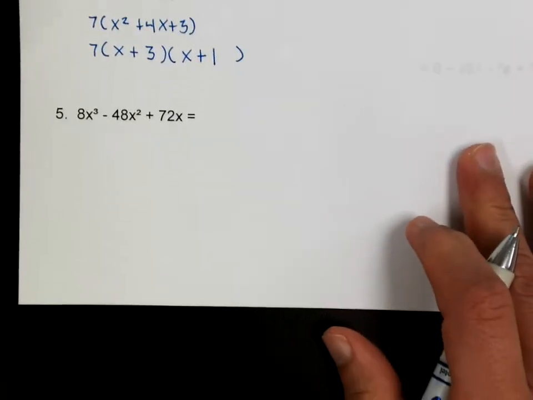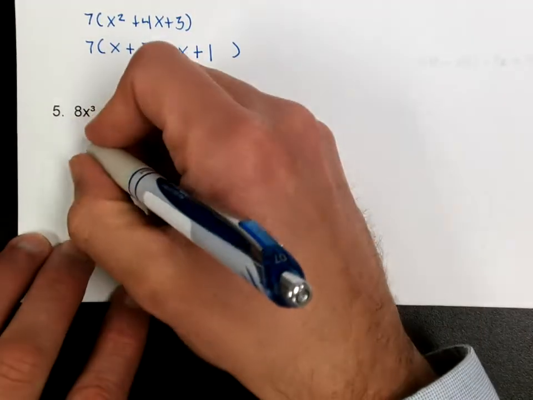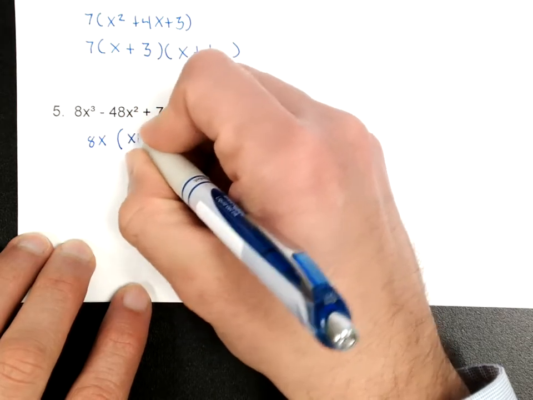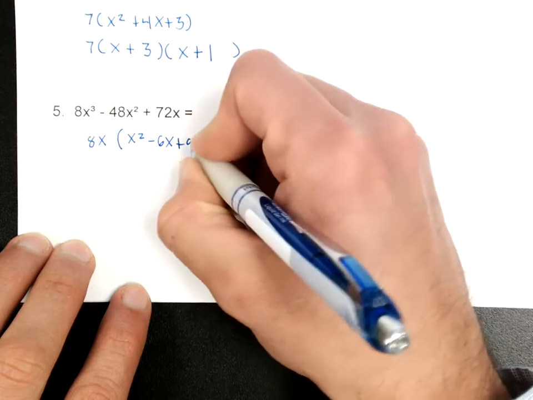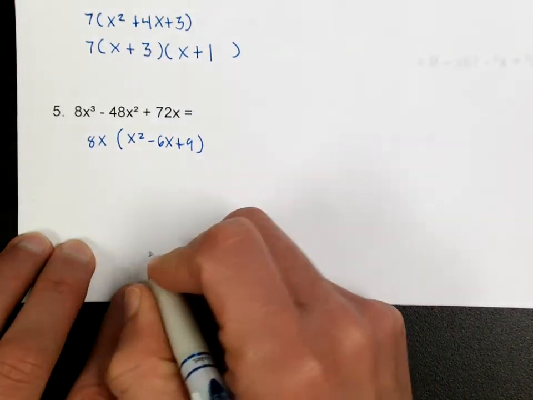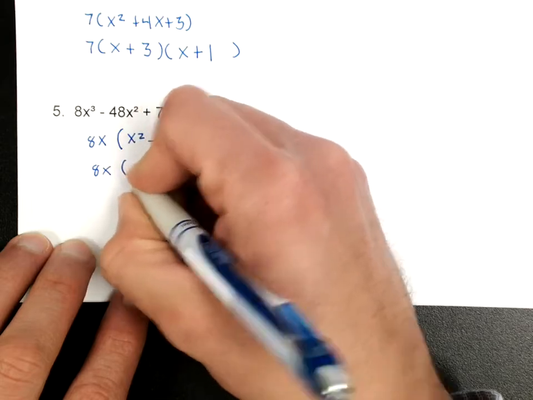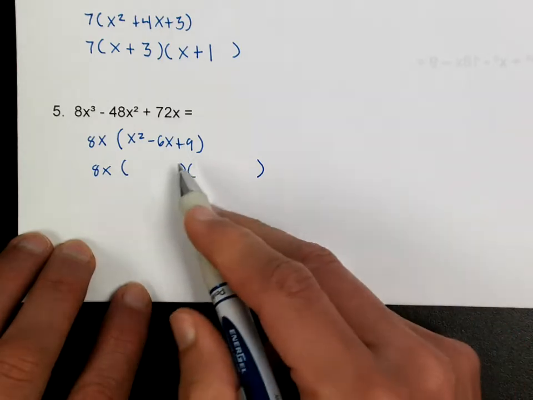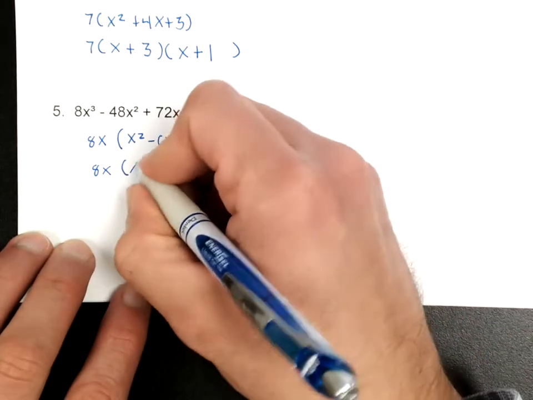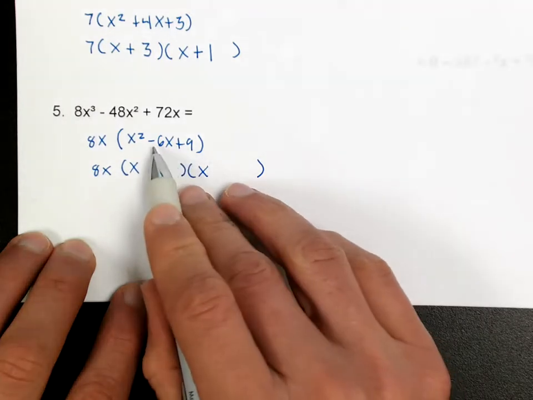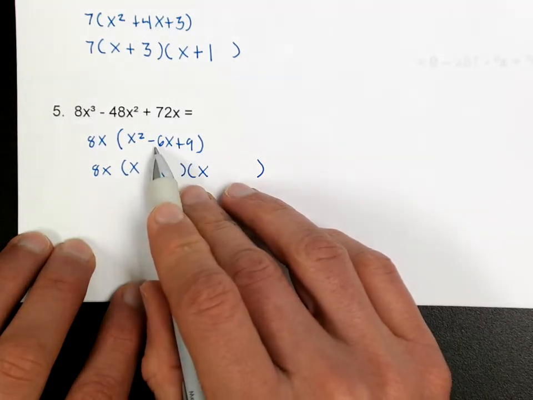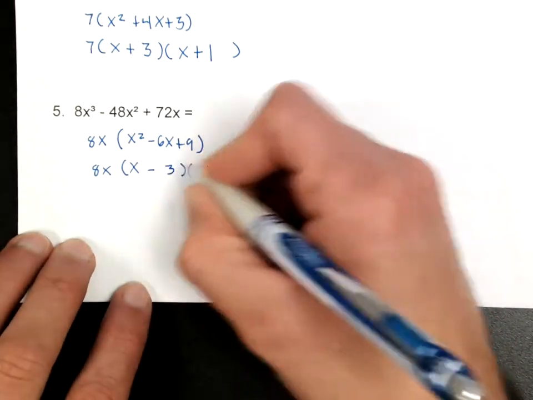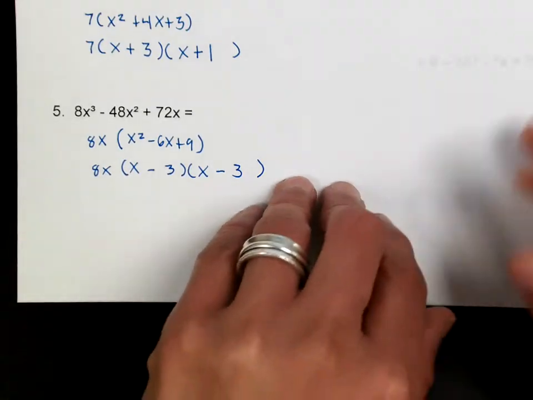Alright, moving on. On number 5, same idea, we have a common factor of 8x. So this is x squared minus 6x plus 9. Then I'm going to try to factor this like I did on the last problem. We're going to find factors of 9. Since this is positive, that means that we have the same sign, and this negative 6 means that they have to add up to a negative, so both of these have to be negative. Factors of 9 that add up to 6: 3 and 3. So that's how you do those.